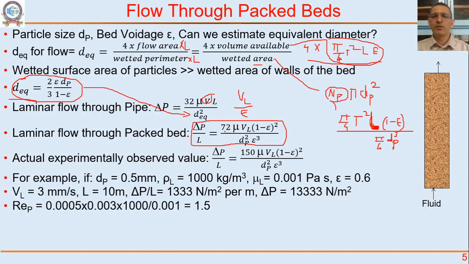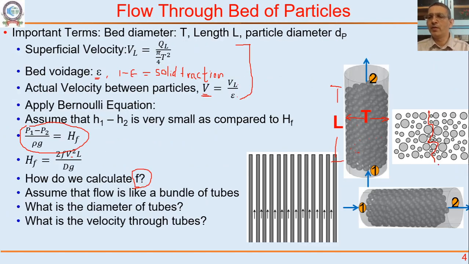Actually, the experimentally observed value is, instead of 72, it is 150. Because the flow is not regular, flow is irregular, flow is not in one direction like from here to here. Flow is tortuous.